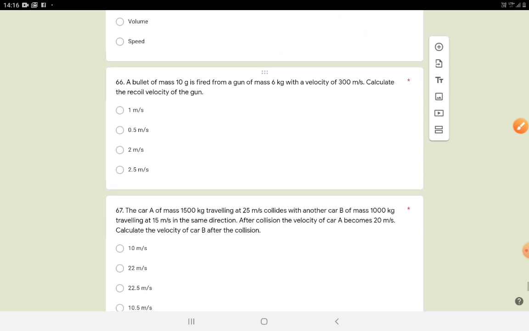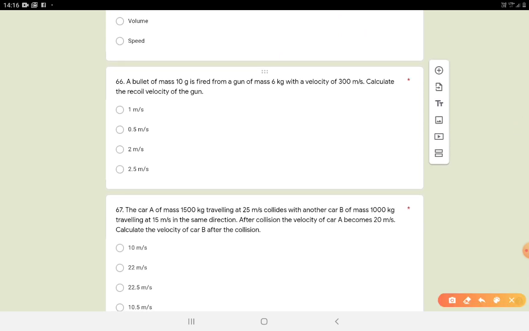Now move to numerical number 66. You can see here, a bullet of mass 10 gram is fired from a gun of mass 6 kg with a velocity of 300 meter per second. Calculate the recoil velocity of the gun. I have told you many times that this is a type of bullet gun system question, and we will apply conservation of momentum. Conservation of momentum tells us that the momentum before equals the momentum after the collision.